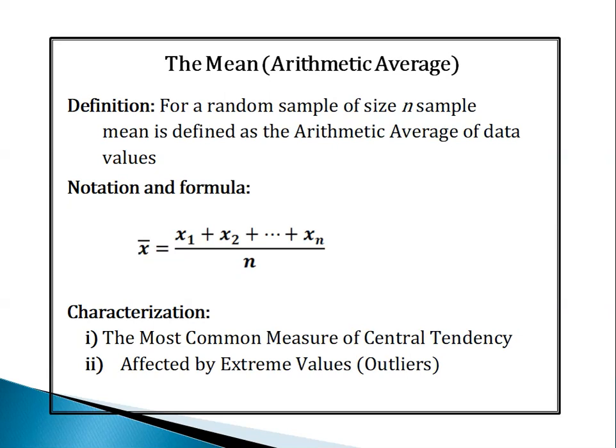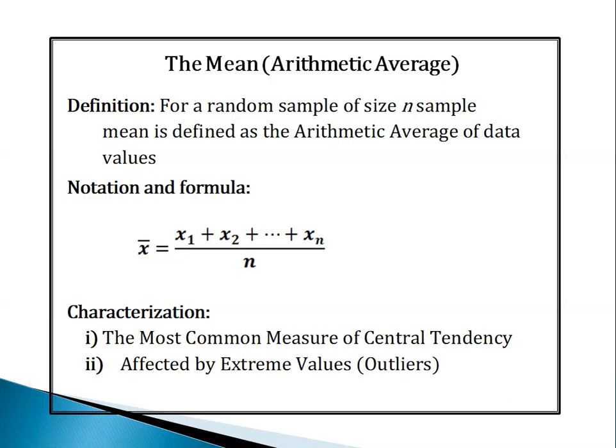For a random sample of size n, the mean is defined as the arithmetic average of data values. For example, it has the formula x bar. Suppose x1 to xn are the sample values. We add all of them, x1 plus x2 plus x3 up to xn, and divide by the sample size, that is n.